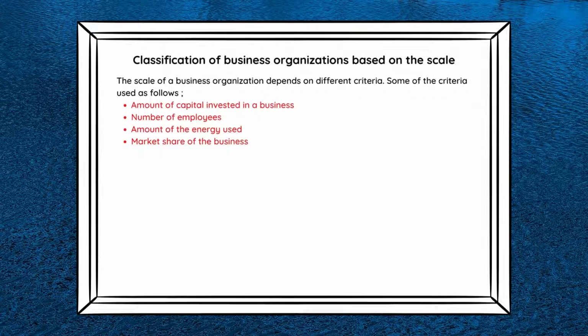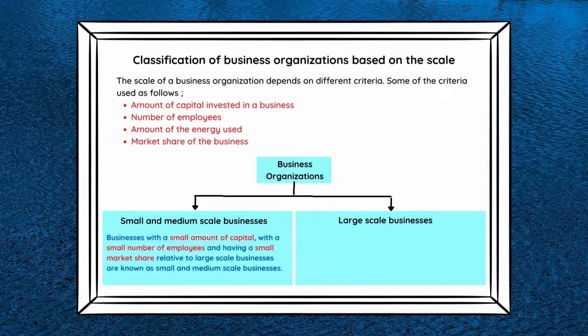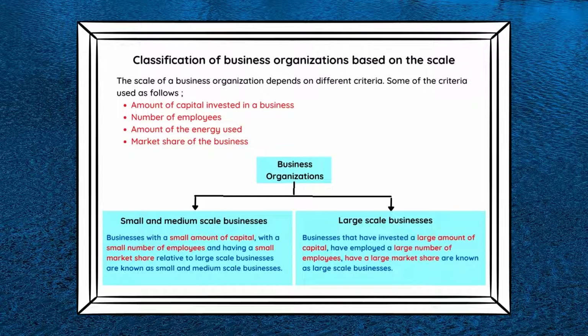Based on the scale, business organizations can be categorized into 2 parts: small and medium-scale businesses, and large-scale businesses. Businesses with a small amount of capital invested, with a small number of employees and having a small market share relative to large-scale businesses are known as small and medium-scale businesses. Businesses that have invested a large amount of capital, have employed a large number of employees, have a large market share and have the ability to influence the respective industry are known as large-scale businesses.